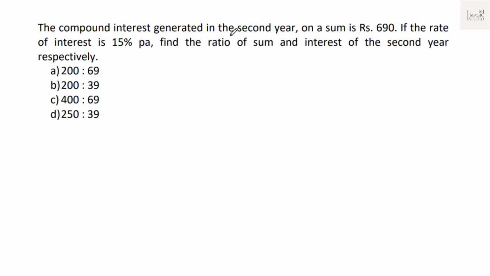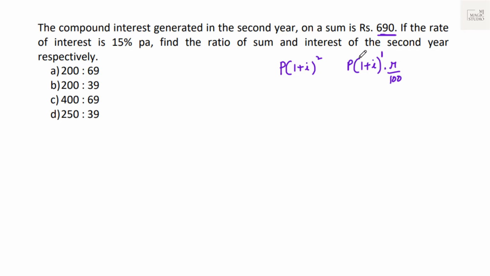The compound interest generated in the second year on a sum is 690. So the compound interest for the second year is P into 1 plus I to the power 2, that is the amount at the end of the second year. P into 1 plus I is the amount at the end of the first year. Interest earned on this, that will be into R by 100. This will be the compound interest generated in the second year.